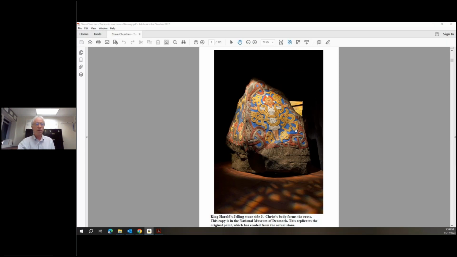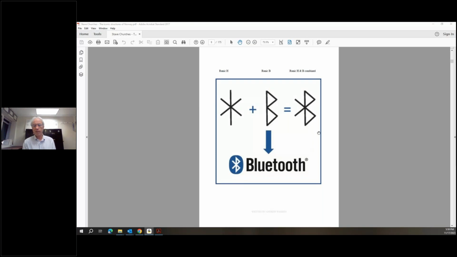All right, and I bring these into the conversation here because in the 1990s, some engineers from Intel were working on the technology that would allow us to wirelessly, with a short range wireless link, connect various devices. And they were trying to figure out a name for this. The two engineers were Sven Madison and Jim Kardach.